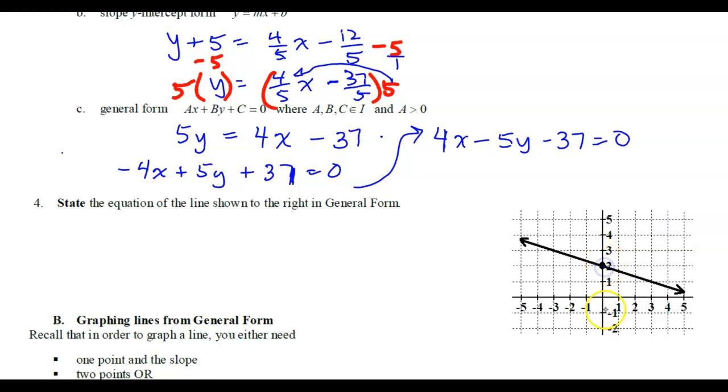Okay, so take a look. You have the y-intercept. You can find the slope really easily. Choose another point. Down 1 to the right 3. Okay, so I'm going to put it in slope y-intercept form first.